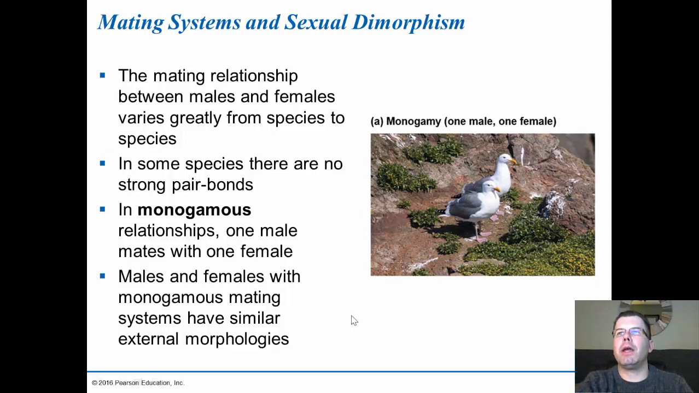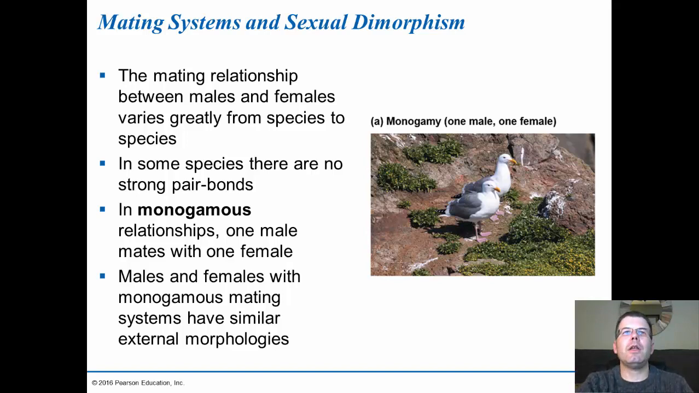And so when you look at a male and a female, it's very difficult to tell the difference between a male and a female in these situations because they're in monogamous relationships. And so when you see birds where males look very similar to the females, you can kind of tell that that's going to be a monogamous relationship for the whole life because there's not a lot of difference between them.